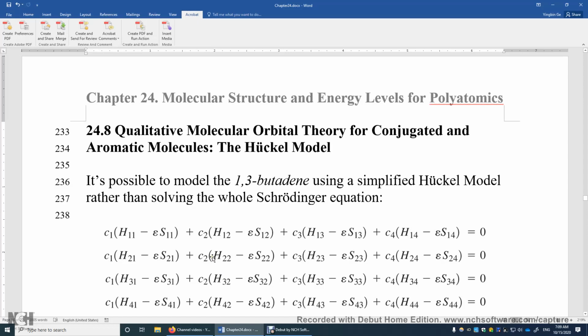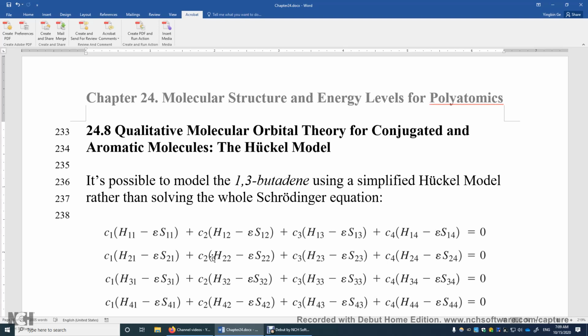Section 24.8 Qualitative Molecular Orbital Theory for Conjugated and Aromatic Molecules, the Huckel Model. So it's possible to hand calculate the molecular orbital energies for conjugated systems, such as 1,3-butadiene, 1,3,5-hexatriene or benzene or some other conjugated networks. So really you just need to solve the Schrodinger equation for the conjugated electrons in the system.